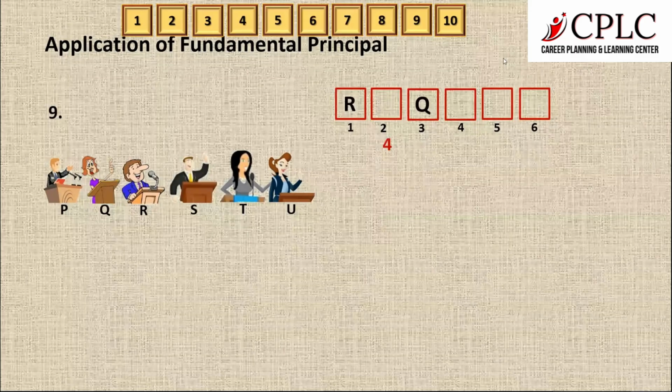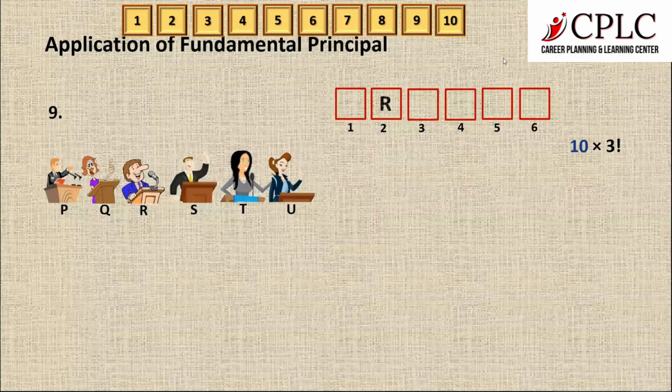Now next possibility is Q at the third place, and P can sit anywhere from 4 to 6. So 3 possibilities. Next, Q at the fourth place, P can sit anywhere from 5 to 6, so 2. And the last one, Q at fifth place, and P can only sit at sixth one. Now, addition of this is 10. So first, now we have to make arrangement of STU. So STU can be arranged in 3 factorial ways, so 10 into 3 factorial.